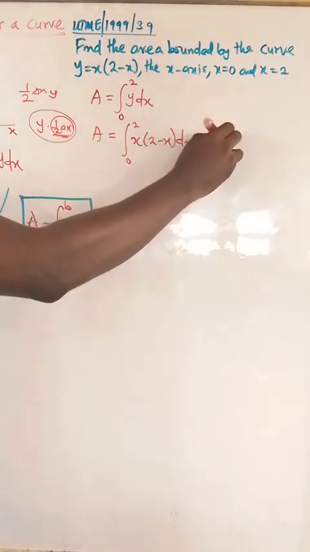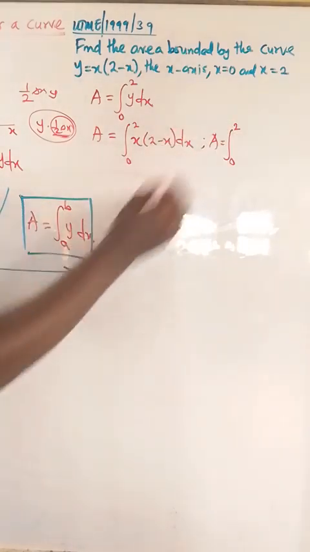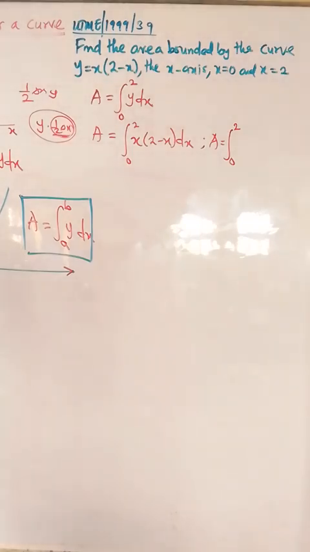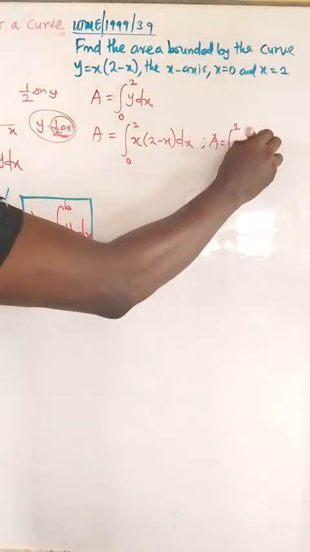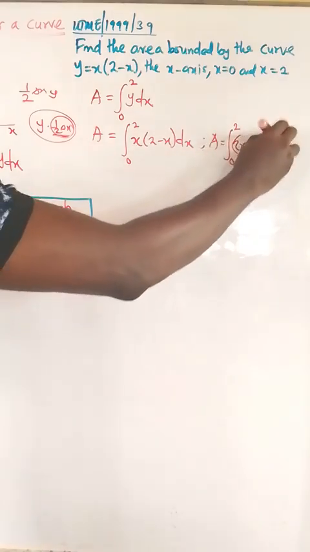From here, the area becomes the integral of, there's no product rule yet. In integration, there's no product rule. What you have is integration by parts, which we've not gotten to yet. So if you have something like this, you have to expand. This becomes 2x minus x squared dx.